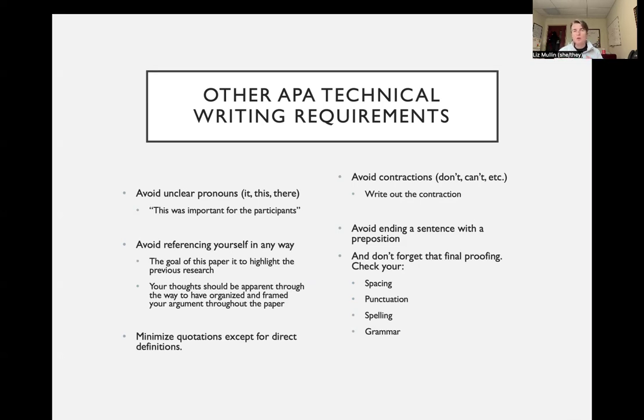points. Other good scientific reminders: avoid contractions. Don't, can't, write do not, write out cannot. Avoid ending a sentence in a preposition, like ending with of, to, and so on. And don't forget your final proofing. Check your spacing, check your punctuation, check your spelling, check your grammar, run a spell check. I always forget to run a spell check, but you really got to do it. It'll save you some points and it'll save you some time. It'll just be a stronger paper.